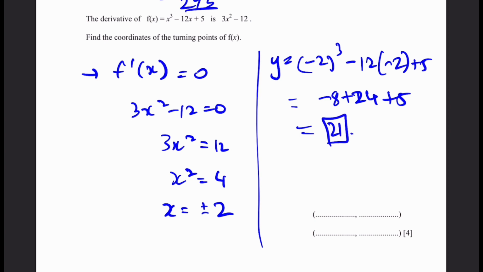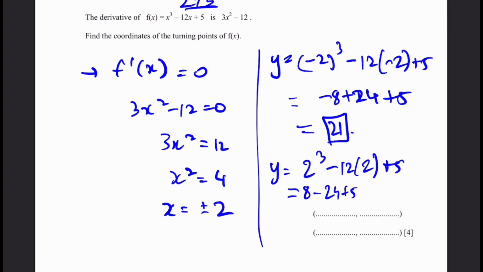Now, when y is equal to positive 2, that's 2 cubed minus 12 times 2 plus 5, which is 8 minus 24 plus 5, which is equal to minus 11. So we have our two y values now, which are 21 and minus 11, and we have our x values, which are minus 2 and 2. So we have minus 2, comma 21, which is the first set of x, comma y, and then the second set over here is 2, comma minus 11. And that'll be our answer.